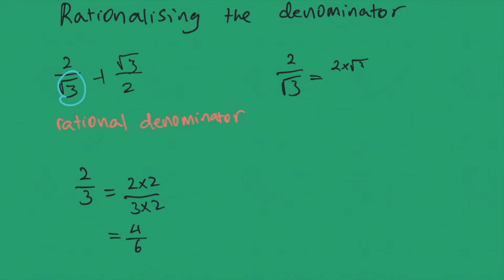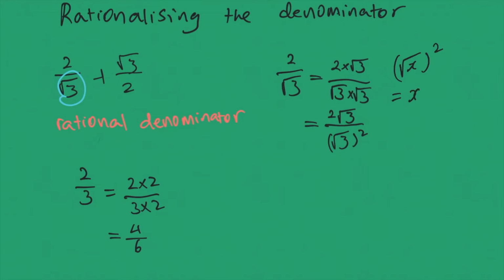2 times square root 3 over square root 3 times square root 3, which equals 2 square root 3 over square root 3 squared. As we know, square root x squared equals x. Therefore, square root 3 squared equals 3. Now we get a rational denominator, because we can't see any thirds in the denominator.